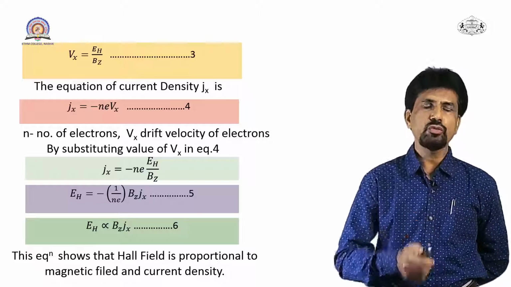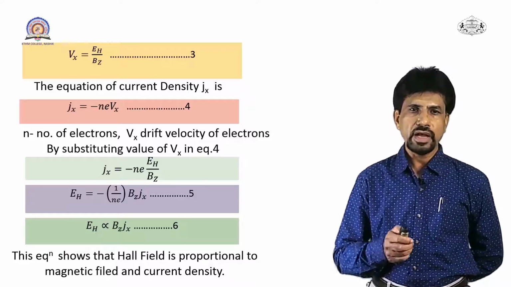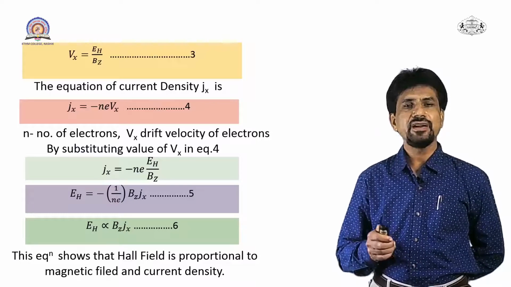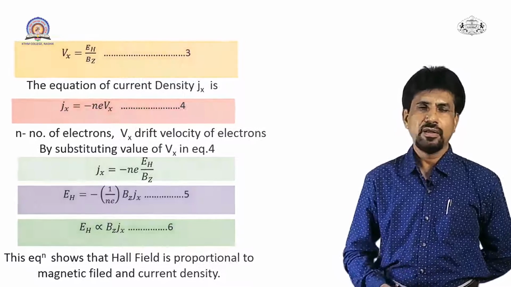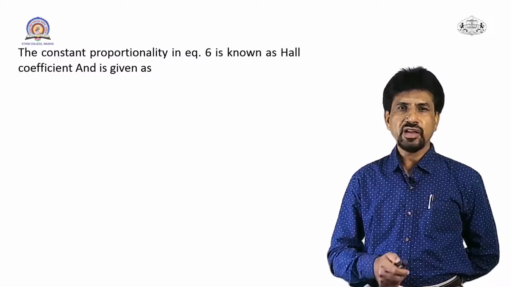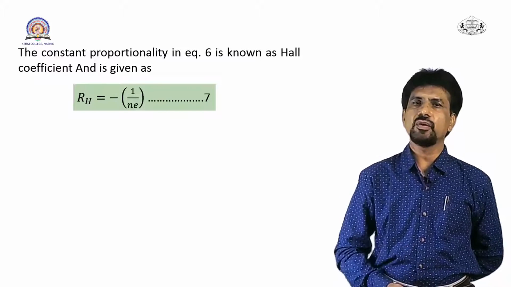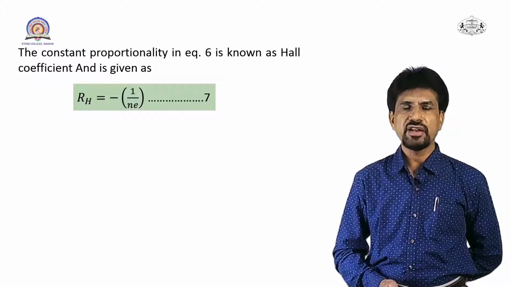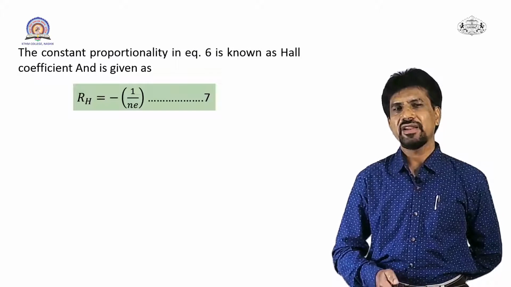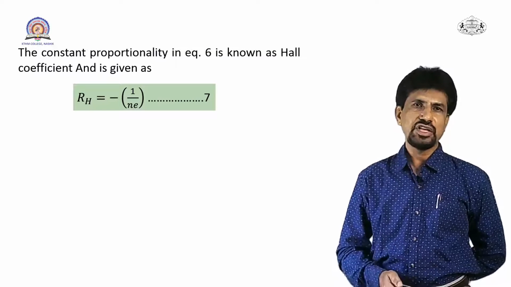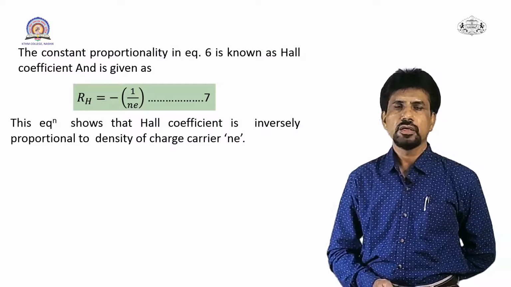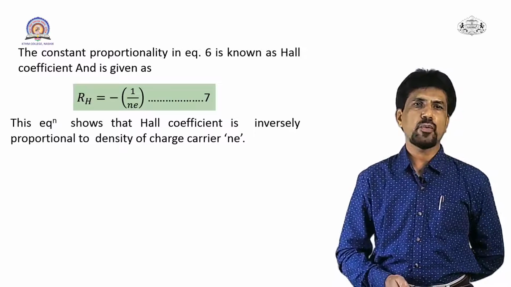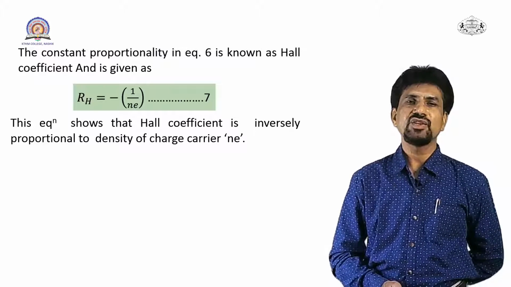So students, you have to remember that the Hall field is proportional to the applied magnetic field and the current flowing through the conductor. Now, in equation number 6, the constant of proportionality R_H is equal to minus 1 divided by N e, and this constant of proportionality is known as the Hall coefficient. So from this equation we can say that the Hall coefficient is inversely proportional to the density of the charge carriers.